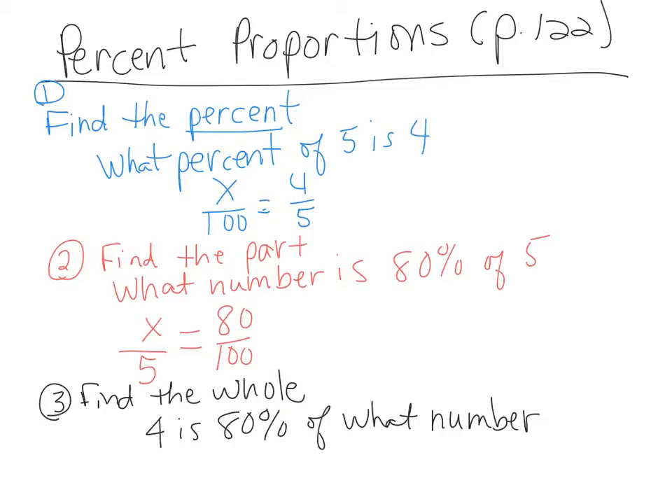Okay, and I'm going to move it up here a little bit. So 4 is 80%. Well, we have 80%, so let's set that up easy. And now we have x and a 4. The whole thing, find the whole, so the whole would be the x on the bottom, and the 4 would be the numerator because it's part of it.